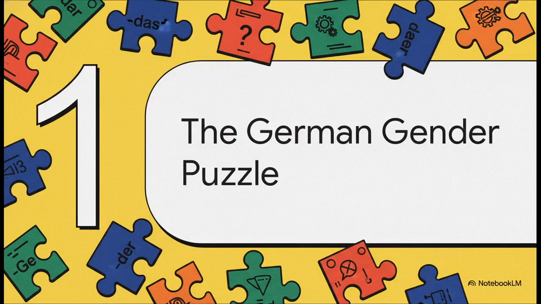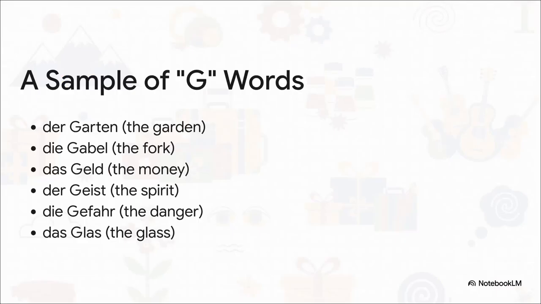Let's think of this less like a problem and more like a puzzle. You know, the first thing you do with a puzzle is dump all the pieces on the table to see what you're actually working with. So, take a look at these words. Every single one starts with the letter G. But you've got der Garten, which is masculine, die Gabel, which is feminine, and das Geld, which is neuter. The first letter is the same, but the genders are all over the map.